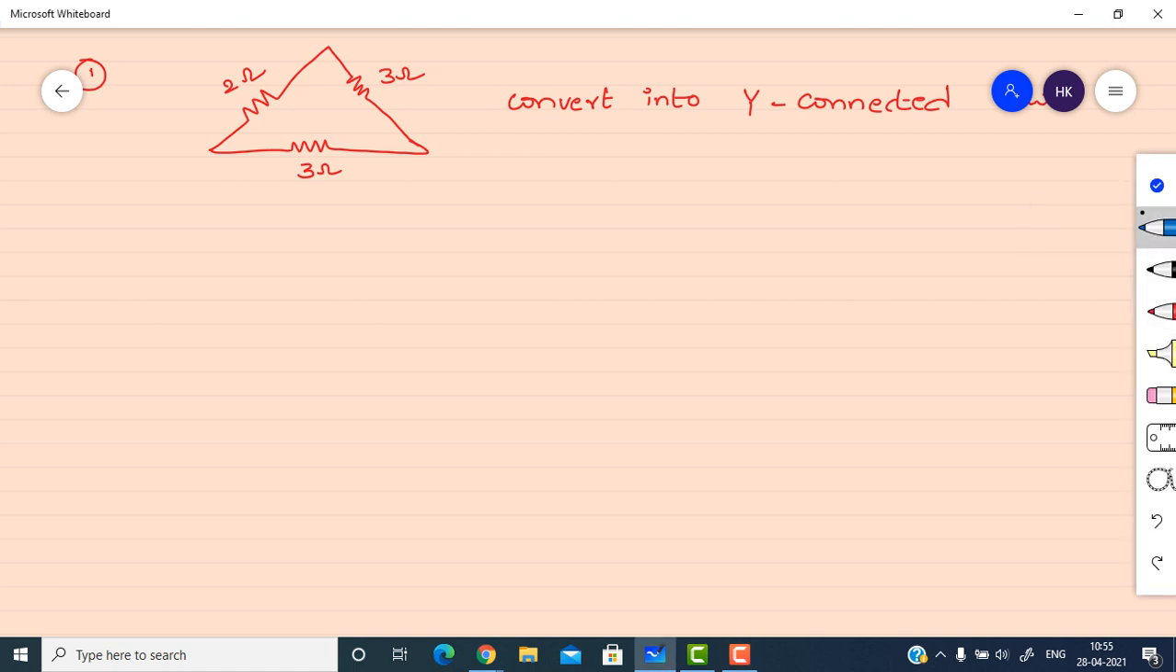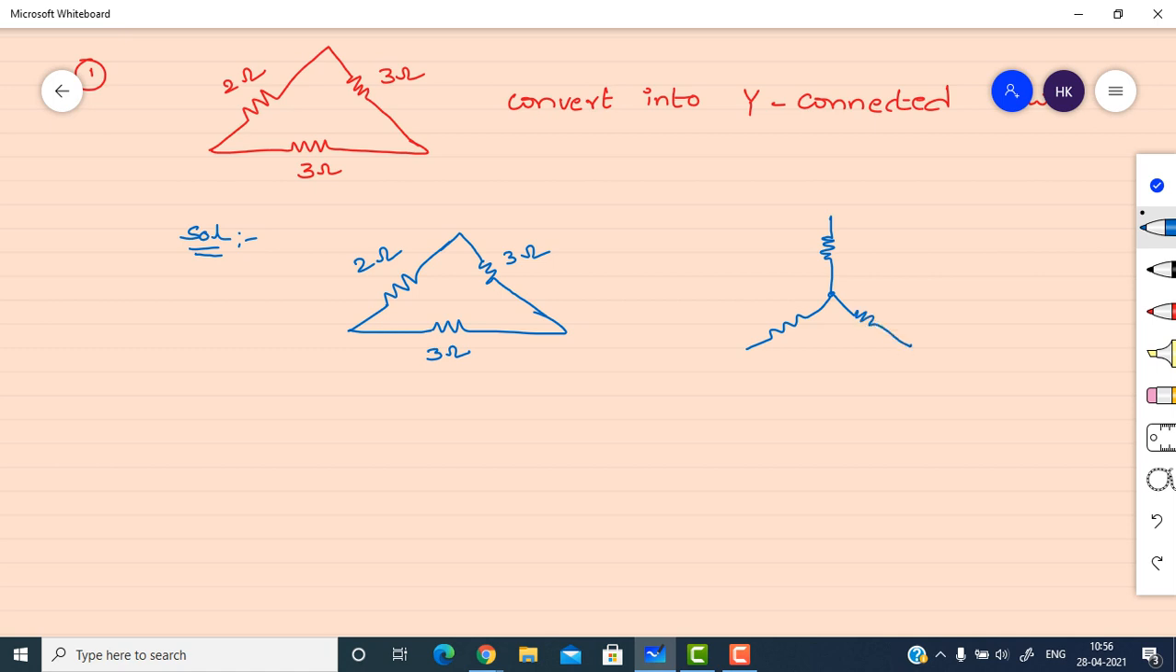So we have to convert this delta network into star. For this, what do we have to do? First, draw this delta connected network. This is 2 ohms, this is 3, and this is also 3 ohms. So we are going to convert it into star. In the star, we have the values unknown. Those are RA, RB, and RC. So we have to find out these values.